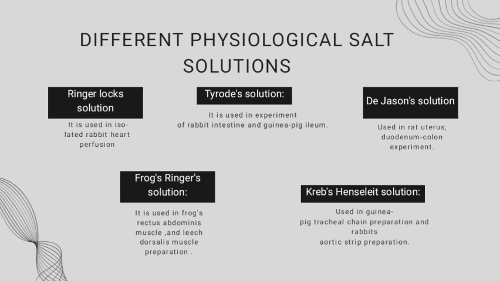These are different physiological salt solutions. Ringer solution is used in rabbit heart perfusion, Tyrode solution in rabbit intestine or guinea pig ileum. De Jalon solution is used in rat uterus, duodenum, colon experiments. Frog's Ringer solution is used in frog's rectus abdominis muscle and leech dorsalis preparation. Krebs-Henseleit solution is used in guinea pig tracheal chain preparation and rabbit aortic strip preparation.